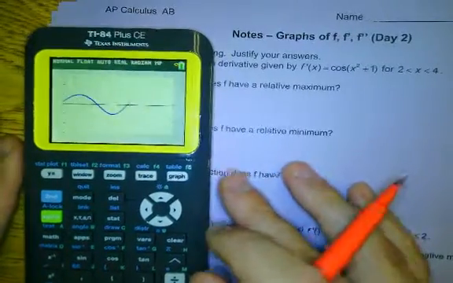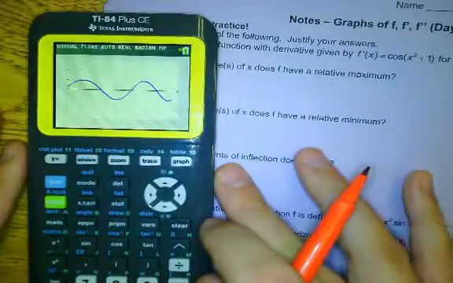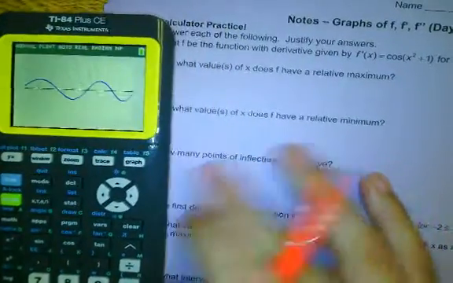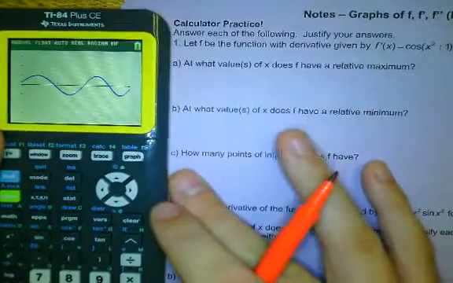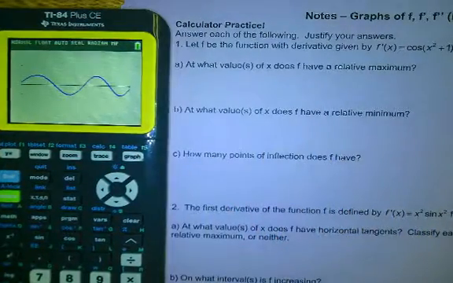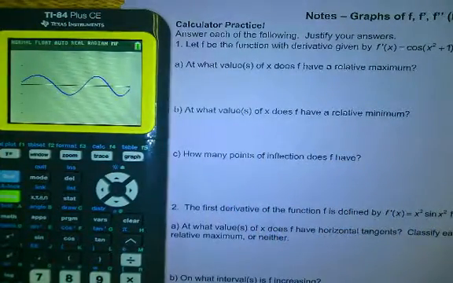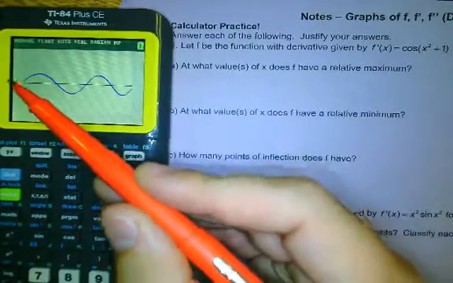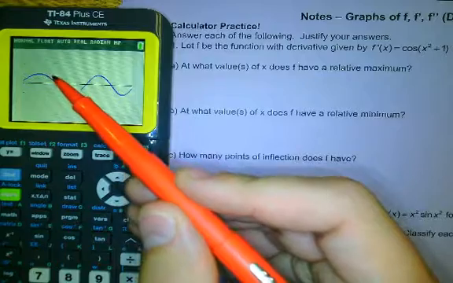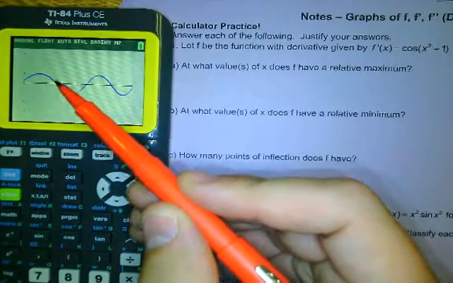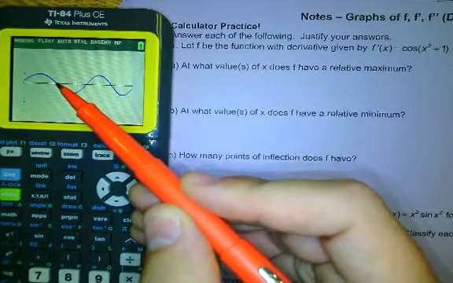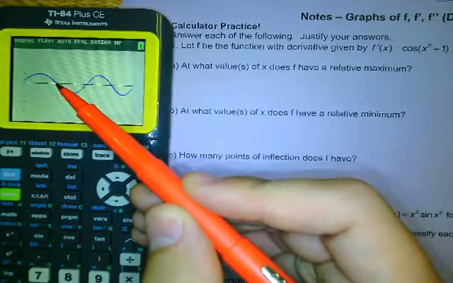Don't forget, this is the derivative. This is f prime. So, how can I find the relative max in general? It's when f prime goes from positive to negative. So it's positive right here, and then it changes to negative right here. I need to know that value right there. How can I find out that value?